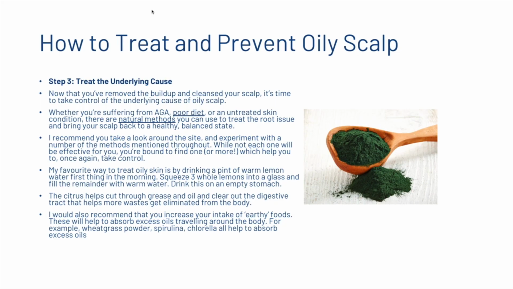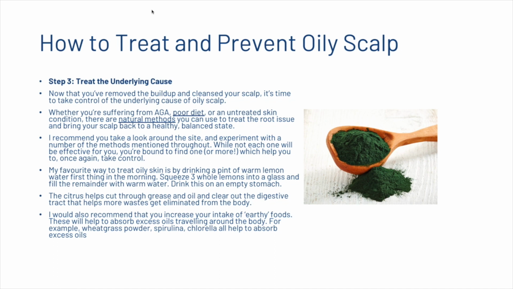Then the third and final step is to treat the underlying cause. Now that you've removed the buildup and cleansed the scalp, it's time to take control of the underlying cause of oily scalp. Whether you're suffering from androgenetic alopecia, poor diet or an untreated skin condition, there are natural methods you can use to treat the root issue and bring your scalp back to a healthy, balanced state. We do recommend you take a look around the YouTube channel and experiment with a number of methods mentioned throughout. While not each one will be effective for you, you're bound to find one or more which will help you to once again take control.